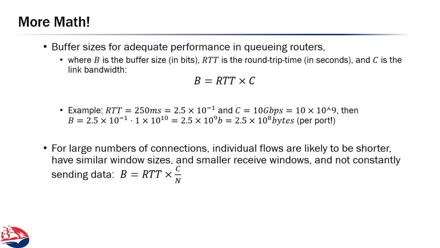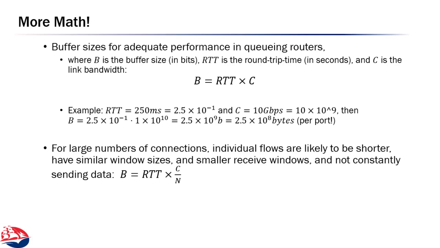So one thing we can do is make sure that we have adequate buffer sizes so that we're not dropping frames. And we can do that by just using some very basic statistics. So here we can say the buffer size in bits should be the round trip time of the data in the switch times the link bandwidth. So if the round trip time is 250 milliseconds and it's a 10 gigabit link, then we need to have 2.5 times 10 to the 8th bytes per port. That seems like an awful lot. It really comes out to about 256 megabytes worth of RAM per port, but that might be on a 48 port switch, and that gets a little absurd.